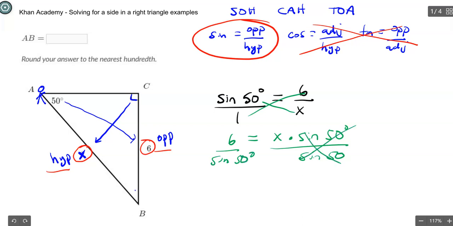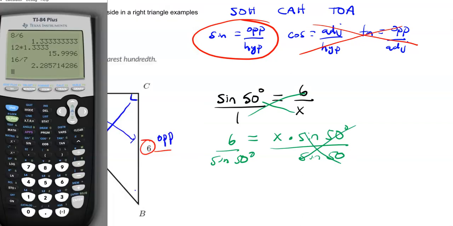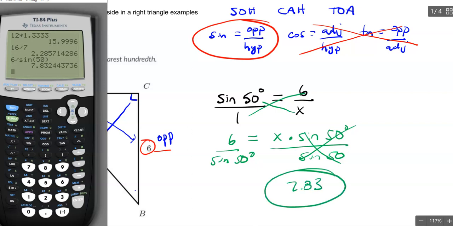And I'm going to punch that in my calculator. So I'm going to do 6. Let me just check my mode, make sure I'm in degrees. Yep. So I'll quit out of that. And I'm going to do 6 divided by the sine of 50 degrees equals 7.83. Then on Khan Academy, I'd have to see where they wanted me to round. The actual number is 7.83244, blah, blah, blah.